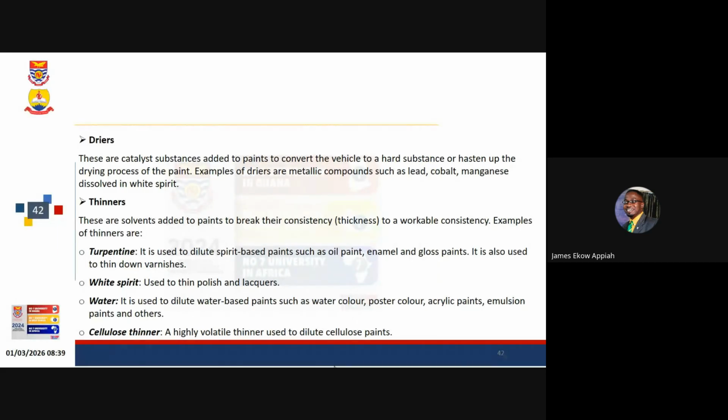Examples of the cellulose paint are the car spray paints. They are all cellulose paint. And we have the cellulose thinner that we use in mixing it. I hope it is clear.